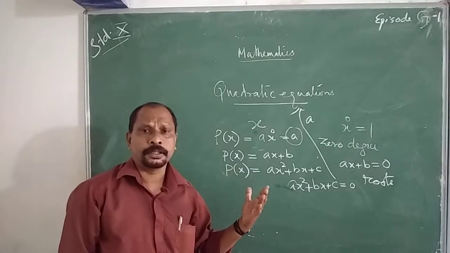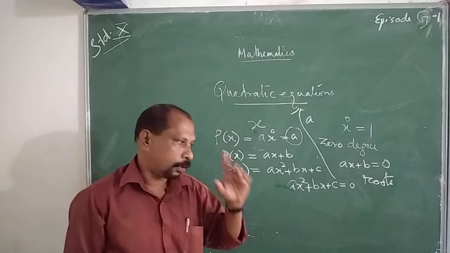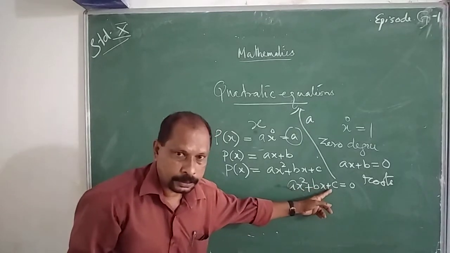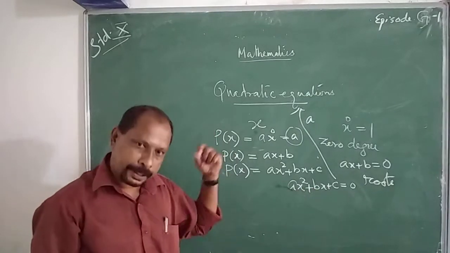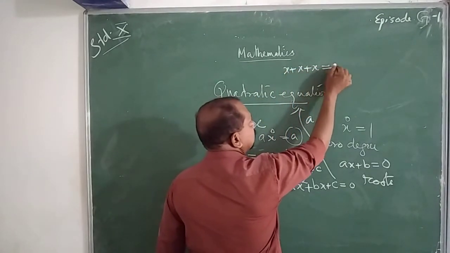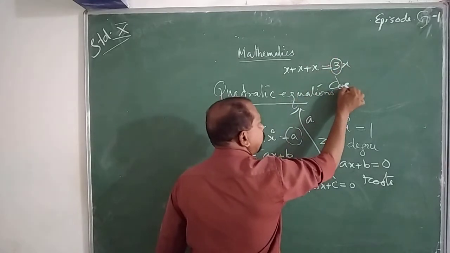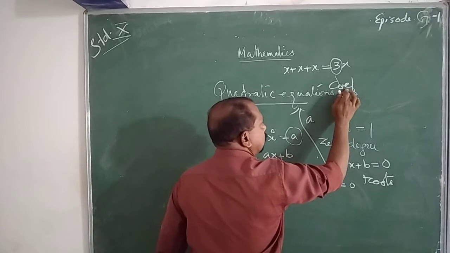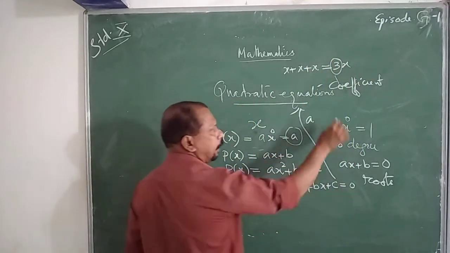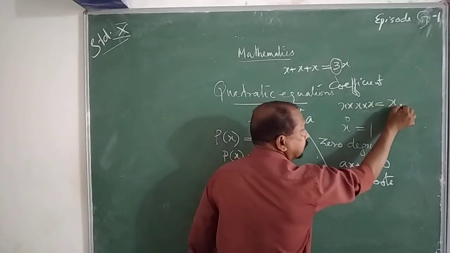Then what is a quadratic equation? A second degree equation in one variable is known as a quadratic equation. x is the variable. a, b and c are constants. They are known as the coefficients. For example, x plus x is equal to what? 3x. Therefore, 3 is a constant, known as the coefficient of x. Similarly, x into x into x, we multiply x 3 times.